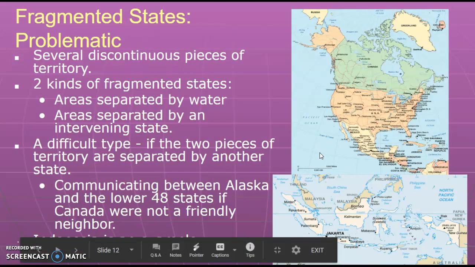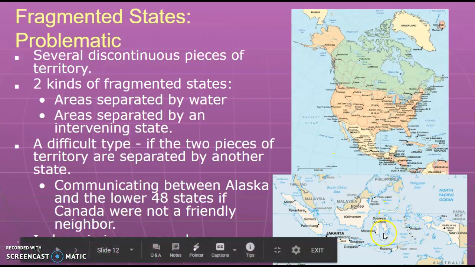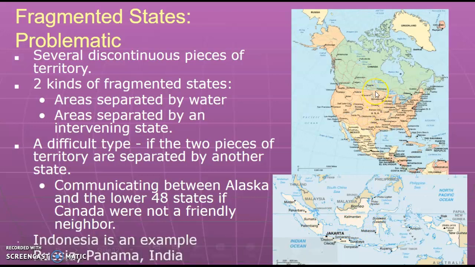Next are fragmented states. These can be problematic. There are different types of fragmented states. One would be areas that are separated by water, like different islands, like down here, Indonesia, you can see is so heavily fragmented. It can also be fragmented like the United States is. The United States is fragmented because we are separated by ocean, like Hawaii, and Alaska is divided from the rest by a separate country. So Alaska is separated from the U.S.